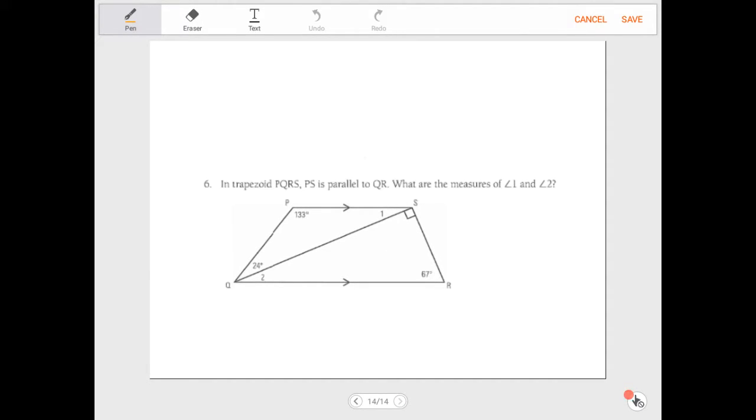Okay, and maybe I'll just do one more here and then life will be good. It says here to figure out on trapezoid, whatever, PS is parallel to QR. Okay, fine. What are the measures of angle 1 and angle 2? Well, this is not too bad. I'm actually going to figure out angle 2 first. You know what? No, it doesn't even matter.